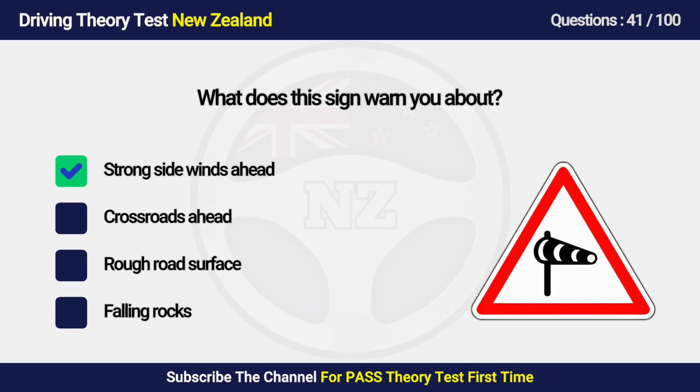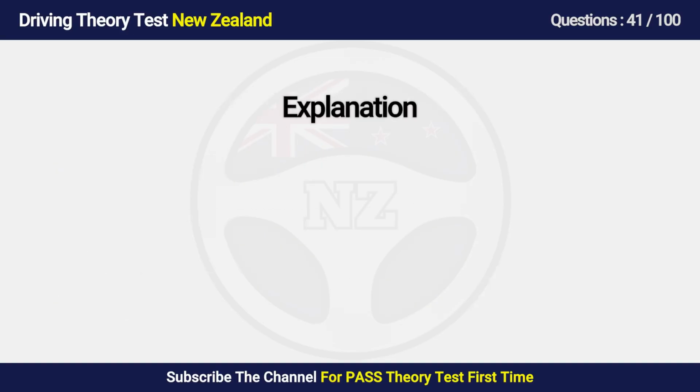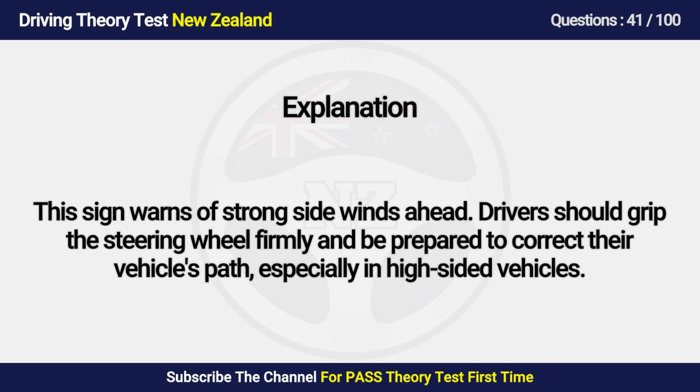Answer is A. Strong side winds ahead. This sign warns of strong side winds ahead. Drivers should grip the steering wheel firmly and be prepared to correct their vehicle's path, especially in high-sided vehicles.